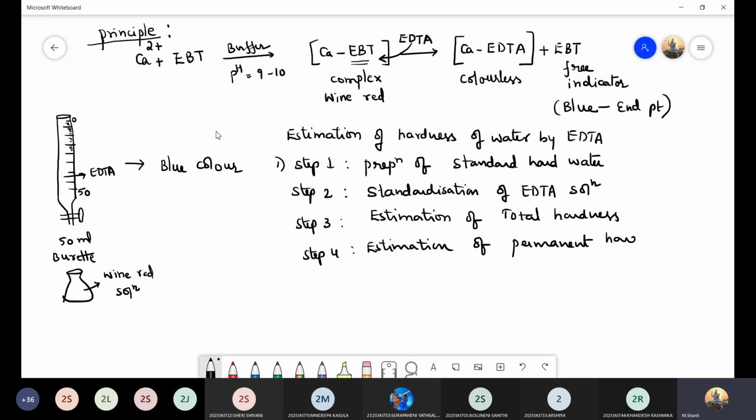Are you taking down, girls? Yes, ma'am. Step 1, how to prepare a standard hard water. So what you'll do is you'll take either calcium sulfate or magnesium sulfate. Usually in the laboratory, what's the procedure we follow? I'll just tell you that.